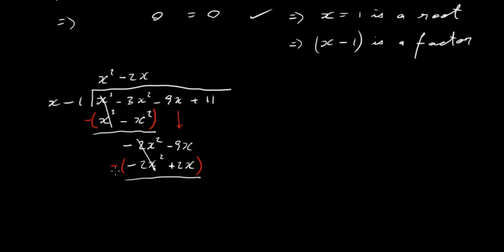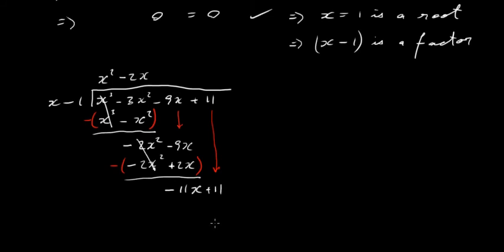So this minus times plus here will give me a minus. So I have minus 9x here, minus 2x here, so that's minus 11x here. So again, just take this 11 here, bring it down, so this will give me a plus 11.